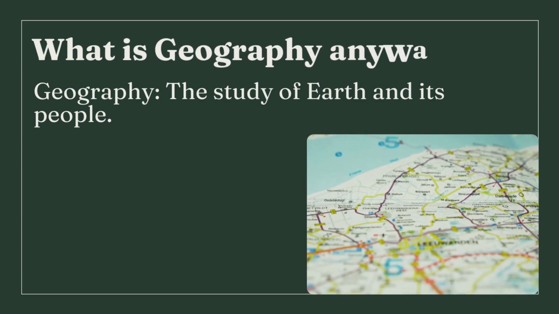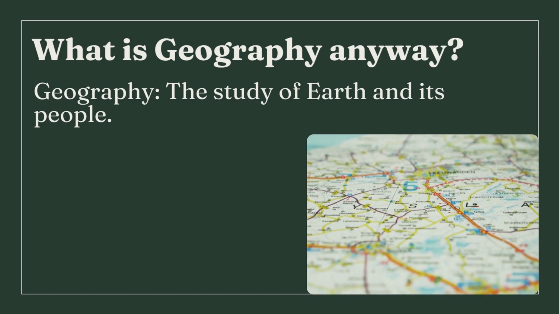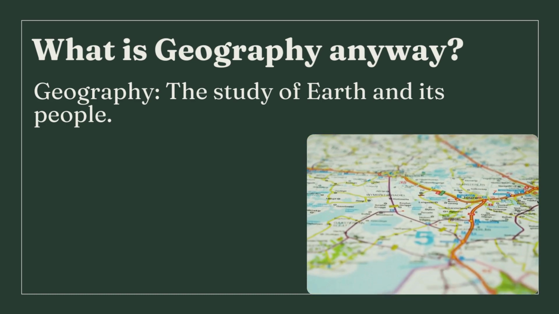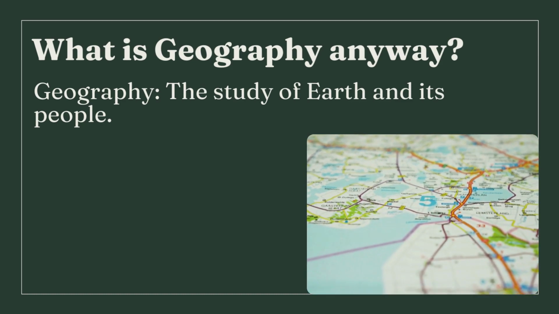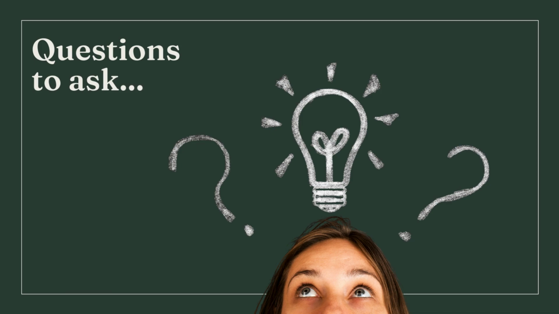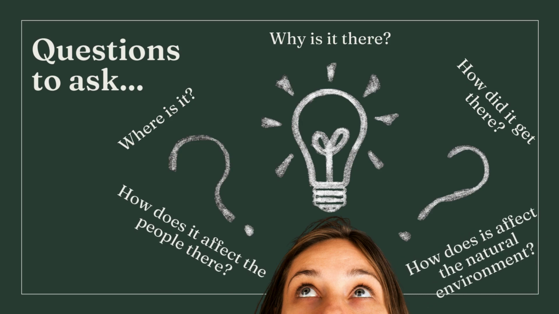So what is geography anyway? Geography is the study of Earth and its people. It helps us understand how the environment affects people and how people affect the environment. When a geographer studies something on Earth, they ask questions about it, such as, where is it? Why is it there? How did it get there? How does it affect the people there? And how does it affect the natural environment? These questions are often asked in spatial terms.